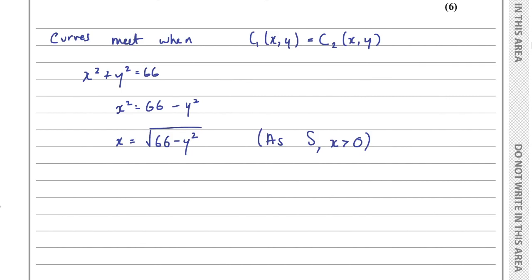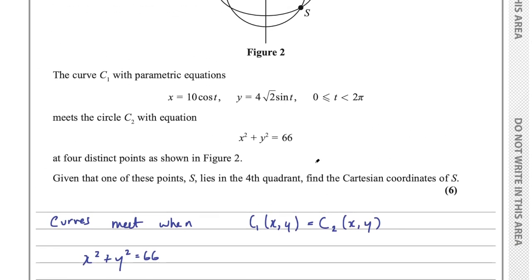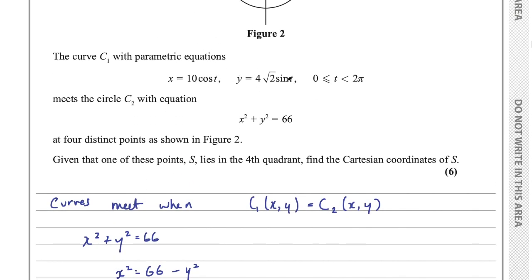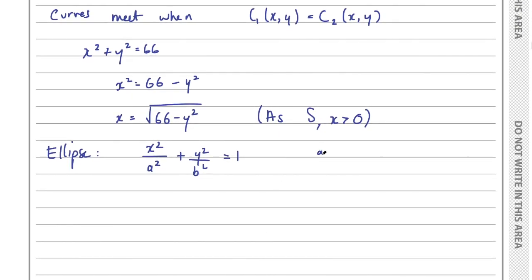Okay, then for an ellipse, we know that the general form of the Cartesian equation is x squared over a squared plus y squared over b squared equal to 1. Those a and b values come from the coefficients of the cosine and the sine functions here. So a, we call the coefficient of cosine t. A is equal to 10 and b is equal to 4 root 2. So I might write those down below as well. So a equals 10, b equals 4 root 2.